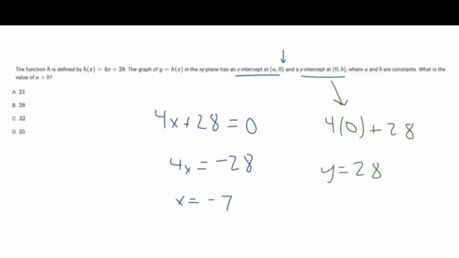And so now the question says, what is the value of a plus b? The value over here, negative 7, is our a value, and then positive 28 is our b value. And so if we add them together, negative 7 plus 28, that's going to be equivalent to positive 21, and so A is our answer.